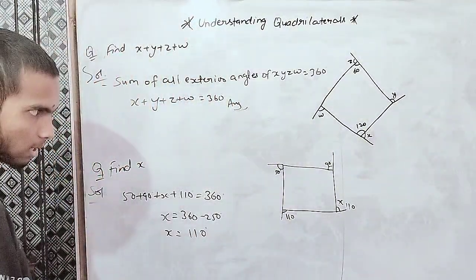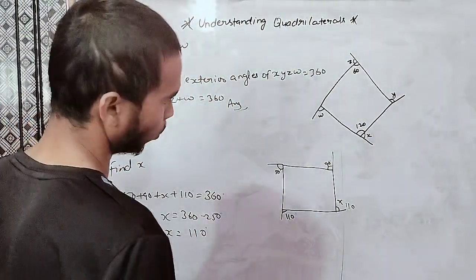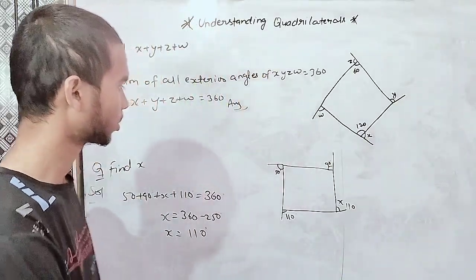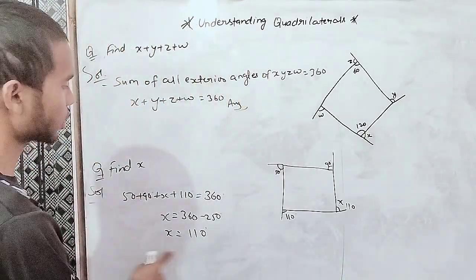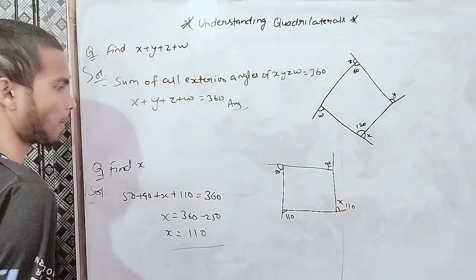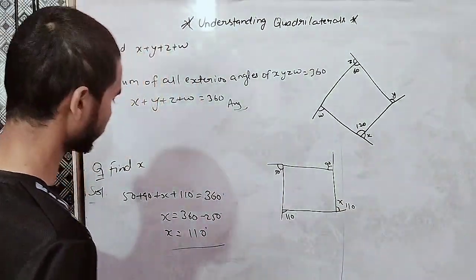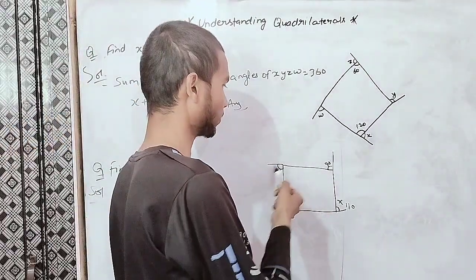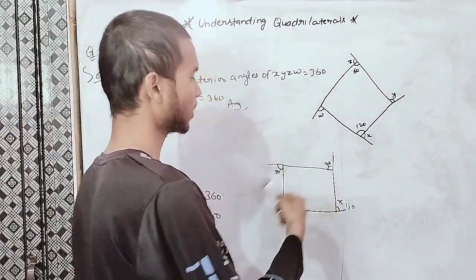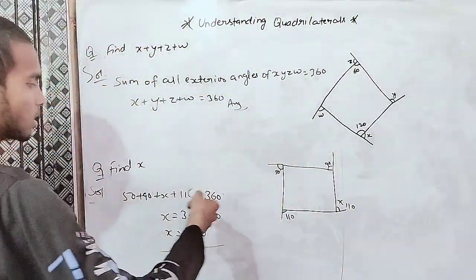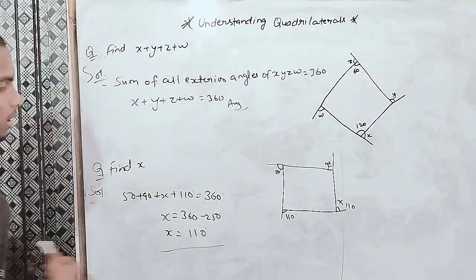110. So this is how we found out the value of each exterior angle. We just added all the given values of the exterior angles, and the total is 360. Okay, this is the answer.